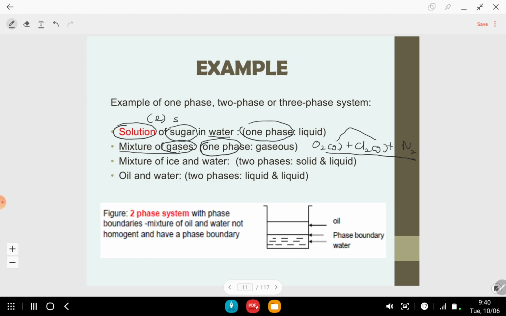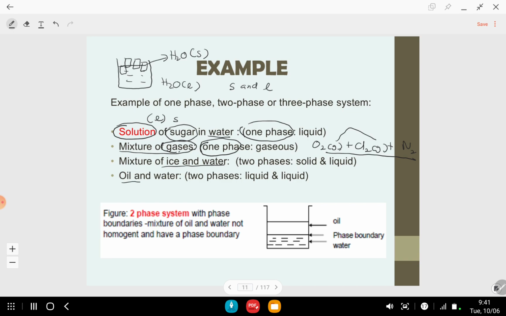For example, a mixture of ice and water. Let's say here this is a beaker and this is water. Water is H2O in liquid, and then you have ice. We add ice inside the beaker, inside the water. This ice is also H2O, but in the form of solid. So here we have a two-phase system because it contains solid and liquid. Make sure you know the differences.